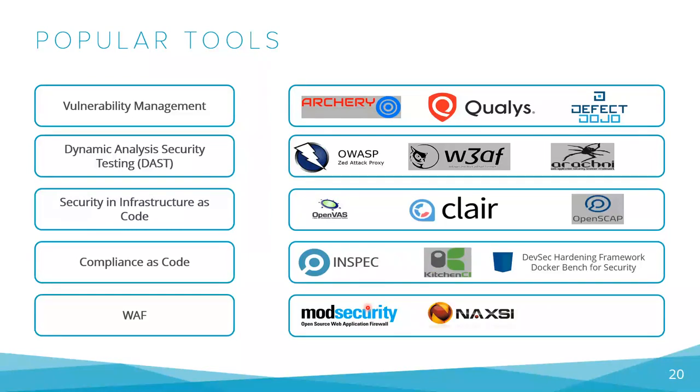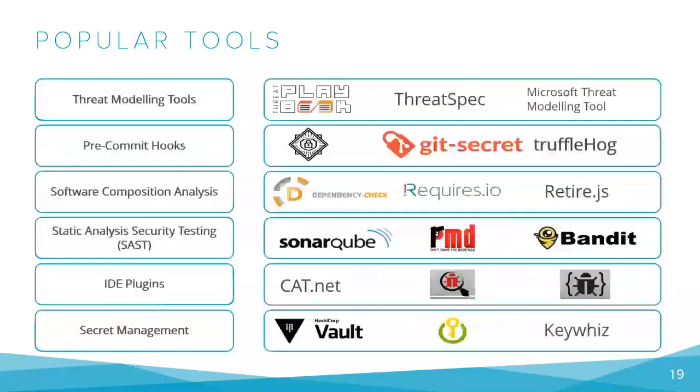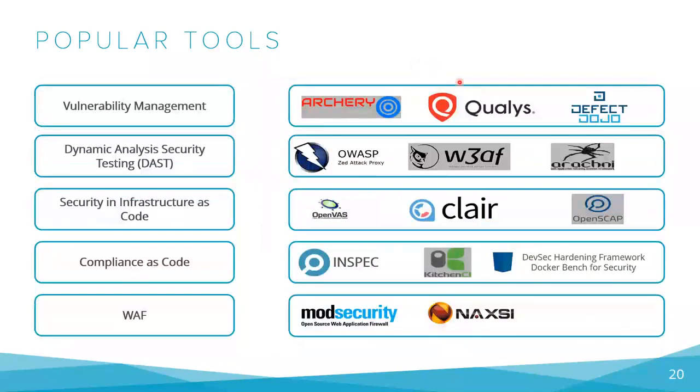Okay, so here I have received a question asking how many of these tools are open source. In this list, most of the tools are open source, like ThreatSpec, then Talisman, Dependency Check, then we have ArcherySec, then InSpec, and ModSecurity. So these are some of the open source tools we have.